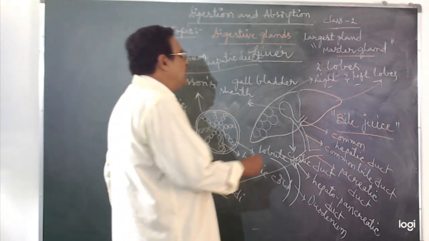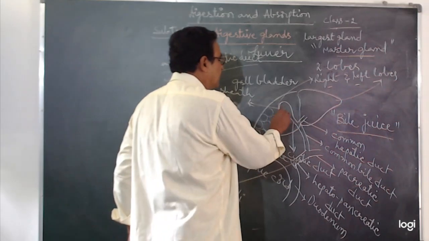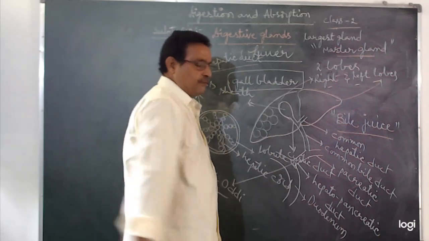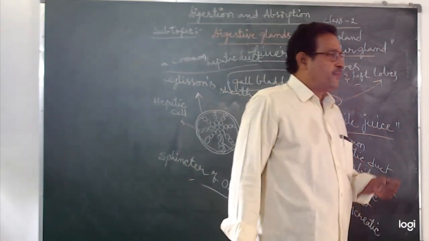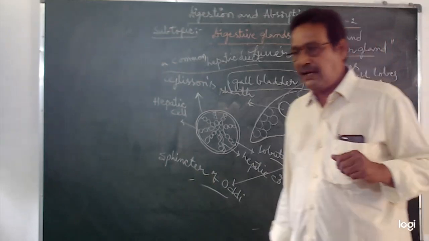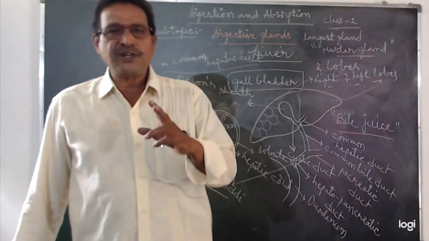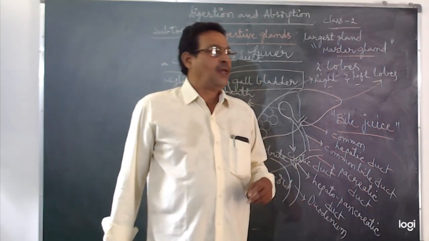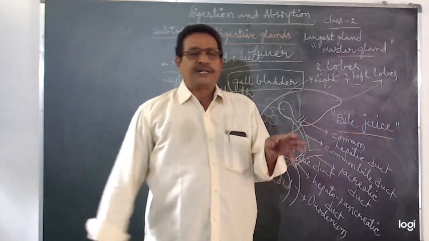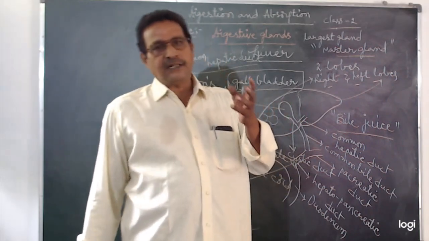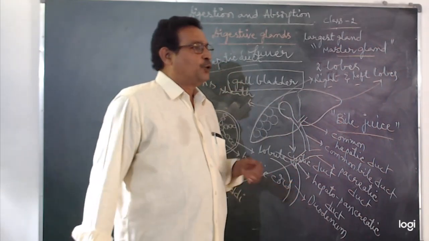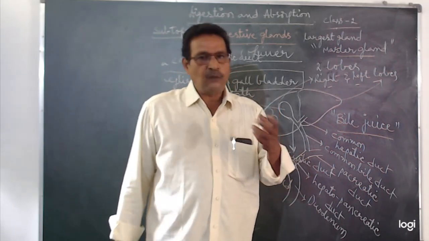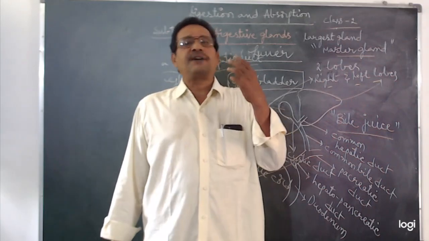And what is the significance of this gallbladder? What is the role of this gallbladder? There are two functions for gallbladder. One is storage of bile, and making it concentrated. To concentrate the bile is the first function of the gallbladder, along with storage of the bile.